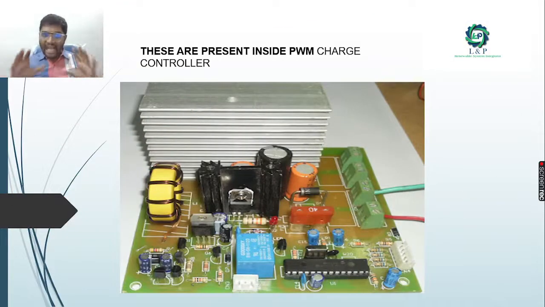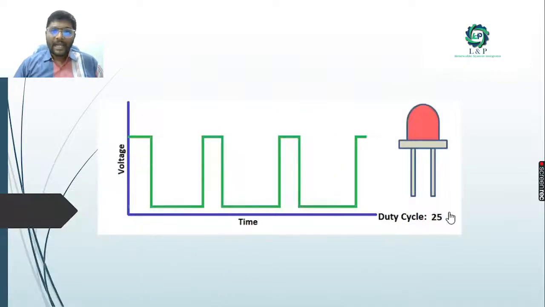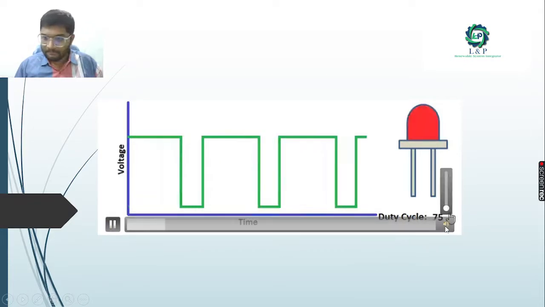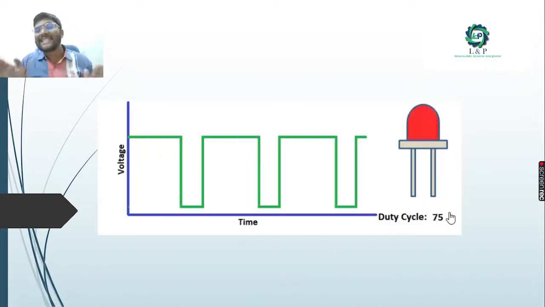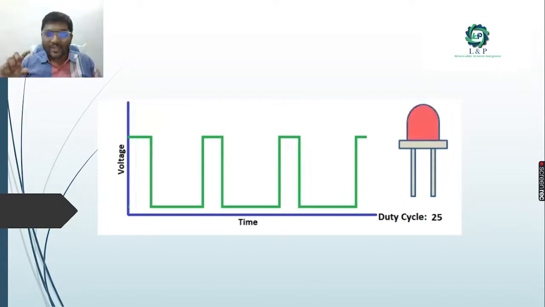This is the actual view of how the board looks inside a PWM controller. We have a heat sink, different capacitors, and different controllers. Now see how pulse width modulation happens. If you draw a waveform between voltage and time while changing the duty cycle, see how the waveform looks. The width of the pulses keeps on changing as we switch on and off frequently.